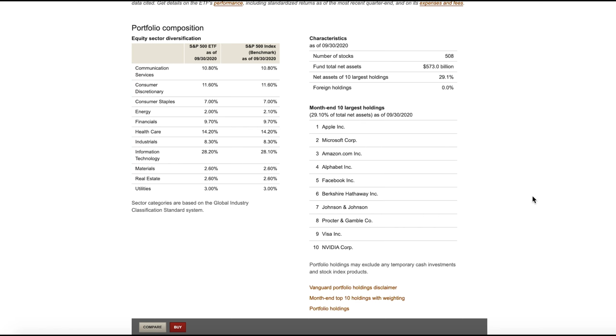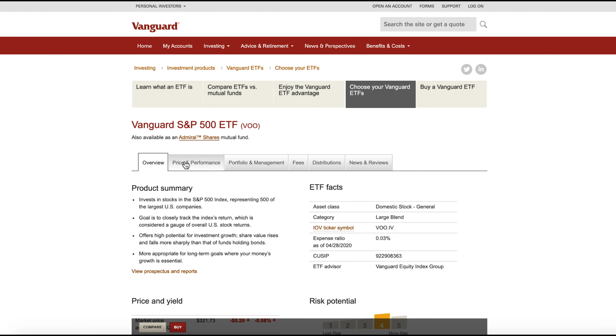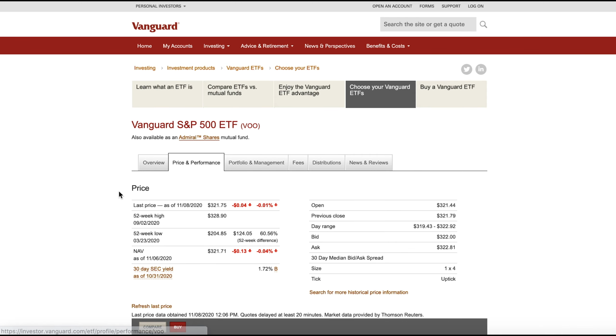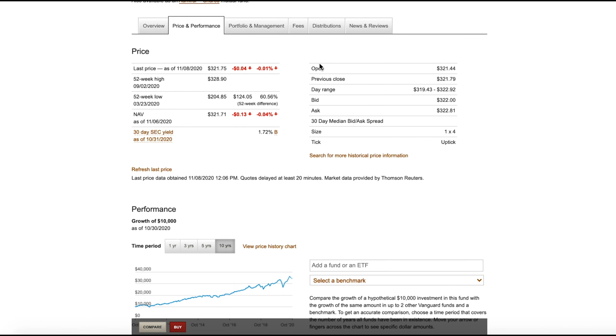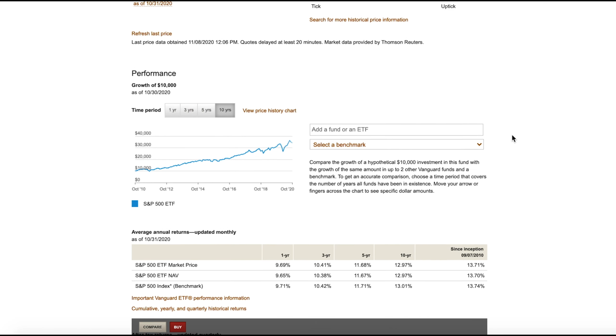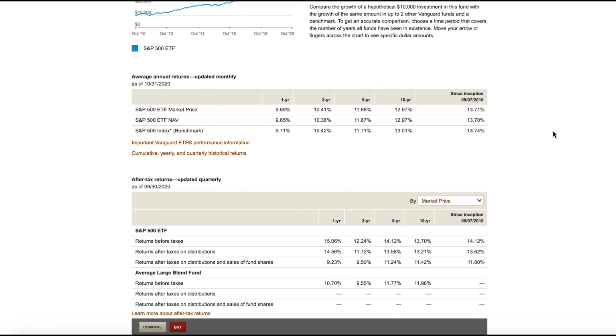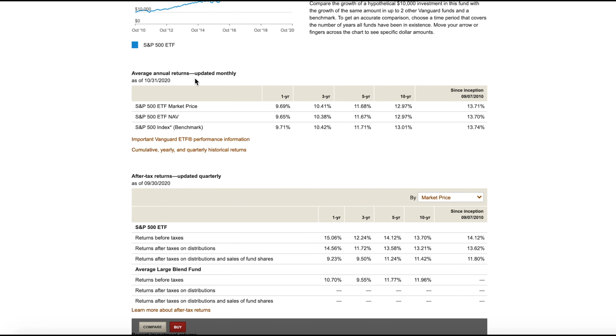This is the main information. They do have some other pages that break it down in a little bit more detail, but essentially it's all the same. So price and performance, this page is going to show you the prices. It's going to show you the current ask bid. Again, it's going to have that growth chart, but then if you scroll down, it is going to give you a little bit more information on their annual returns, their after-tax returns.